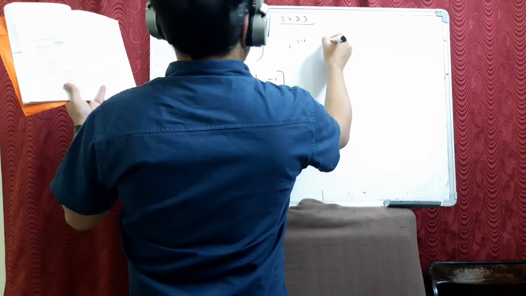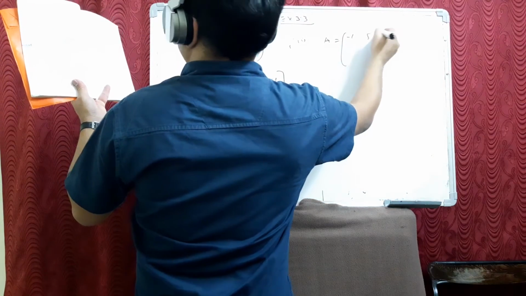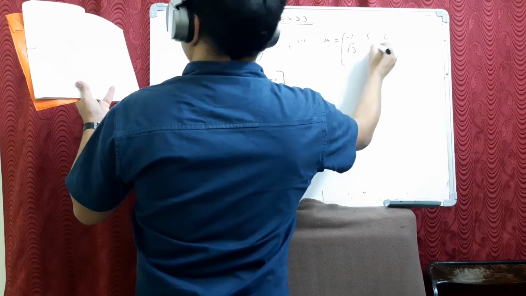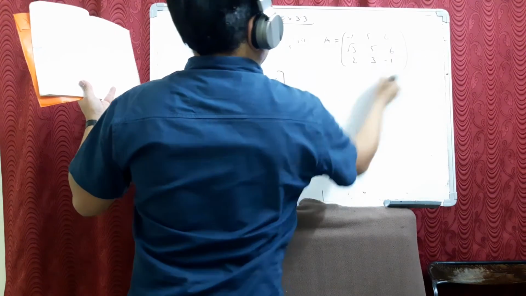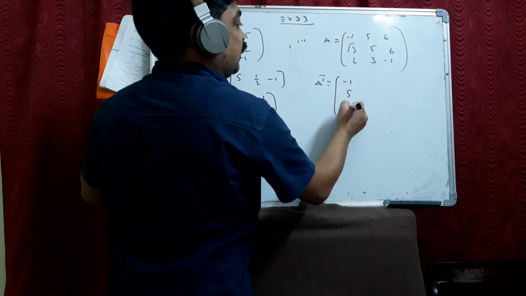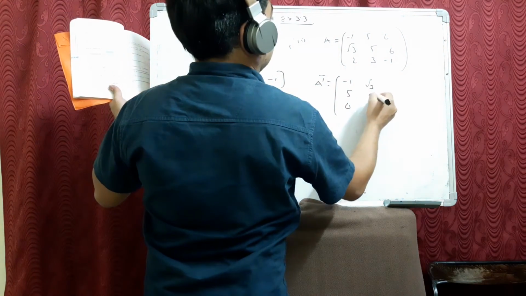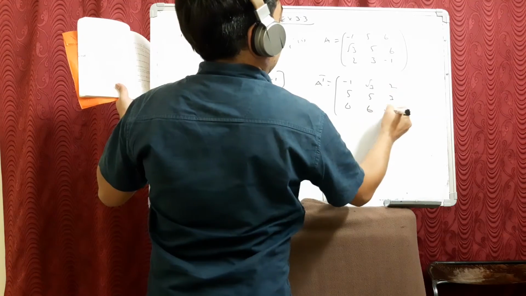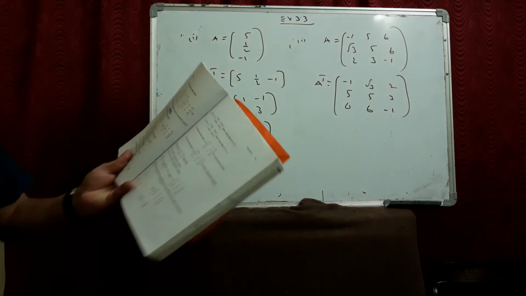Third question, A is minus 1, 5 by 6, root 3, 5, 6, 2, 3, minus 1. A transpose will be just interchanging the rows and columns: minus 1, 5 by 6, root 3, 5, 6, 2, 3, minus 1. Okay. Next question.